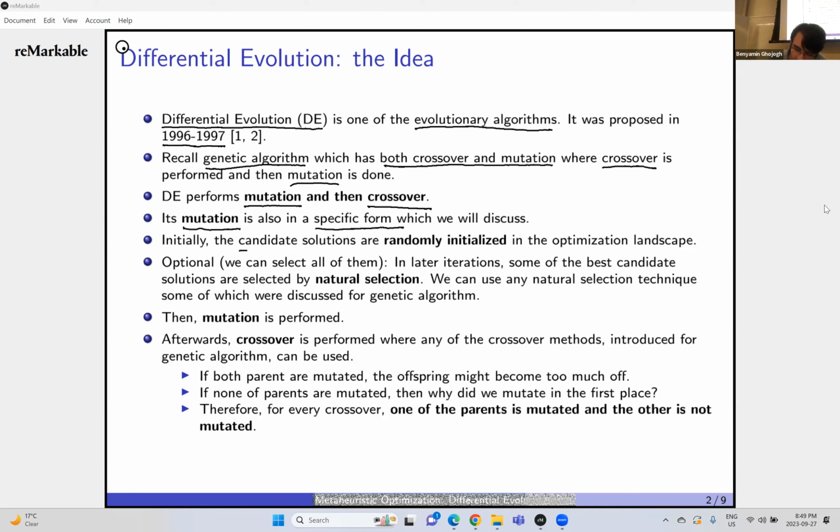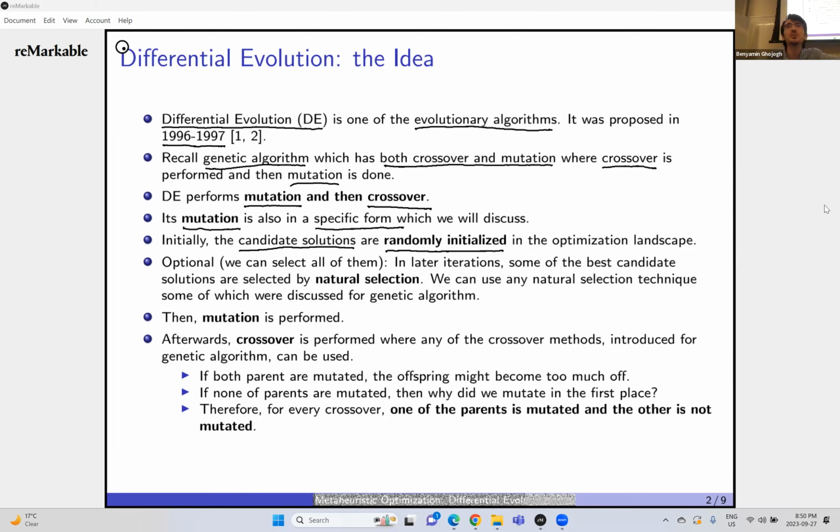Initially, the candidate solutions are randomly initialized in the optimization landscape, as always, right? By the way, no one even asked me that rather than a random initialization, one of you might want to initialize it on a grid. You can do that too. Do you understand what I mean? Consider a grid on the optimization landscape and then put the initial candidate solutions on the grid, right? Of course, the finer the grid, the more candidate solutions you need.